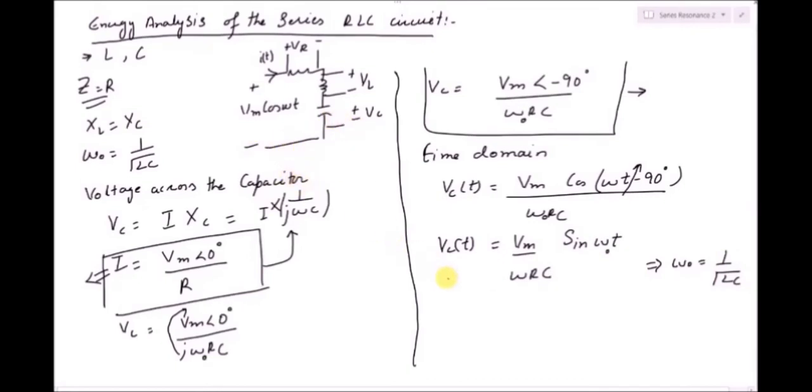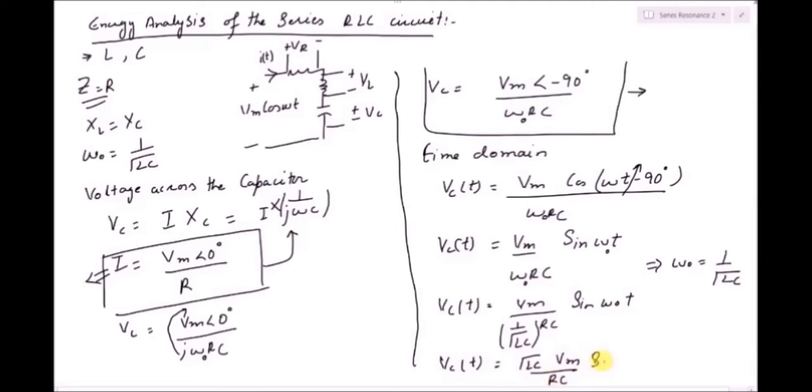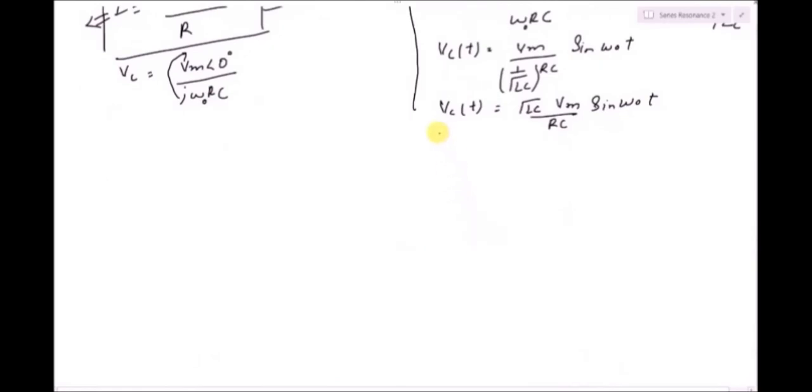So the final equation for the voltage across the capacitor will be Vc(t) is equal to omega naught, Vm over 1 over under root LC, Rc, sine omega naught t. So if I just simplify this, Vc(t) is equal to under root LC Vm over Rc sine omega naught t. So this is the voltage across the capacitor.